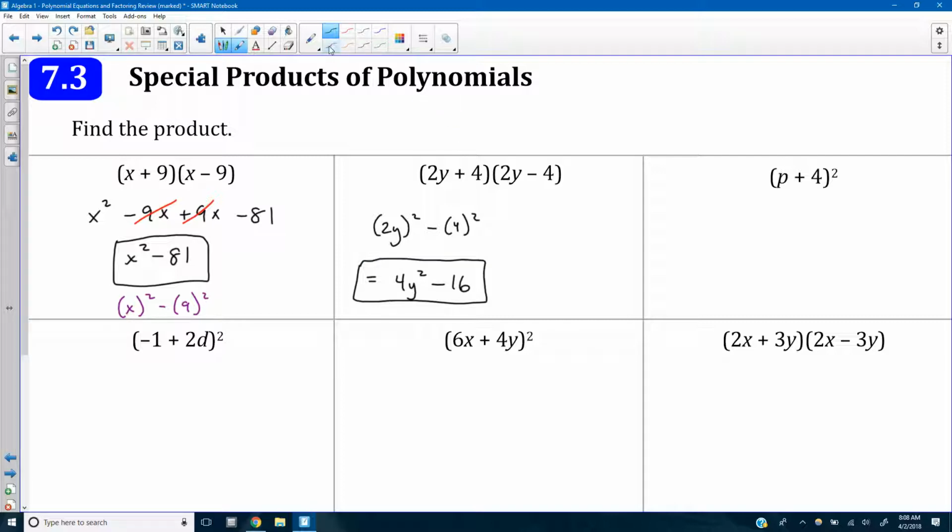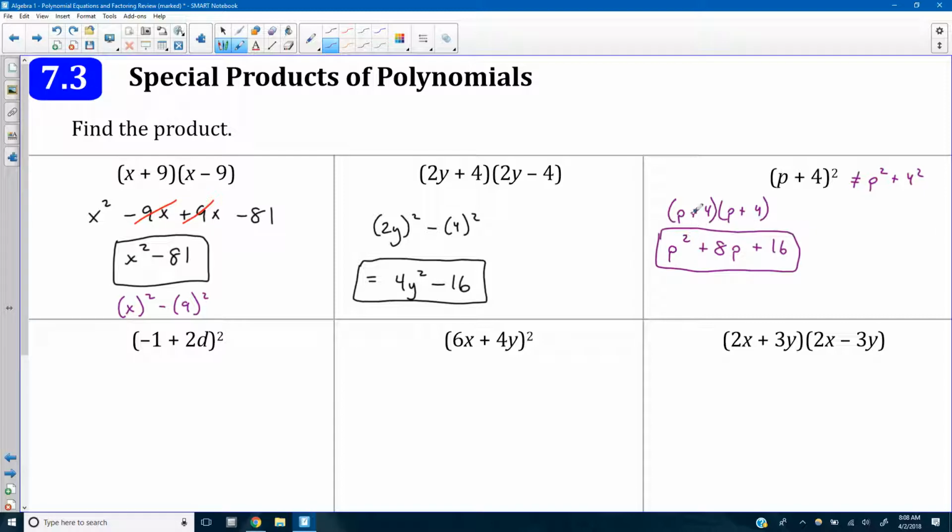All right, p plus 4 quantity squared, by the way, is not p squared plus 4 squared, so don't distribute the square. Instead do p plus 4 times p plus 4, and then FOIL that out. P times p is p squared. This is going to be plus 4p plus 4p, so that's plus 8p. And then 4 times 4 is 16. So we're going to get p squared plus 8p plus 16.